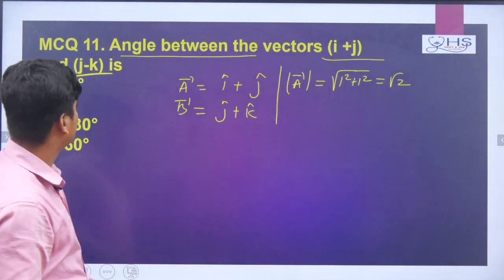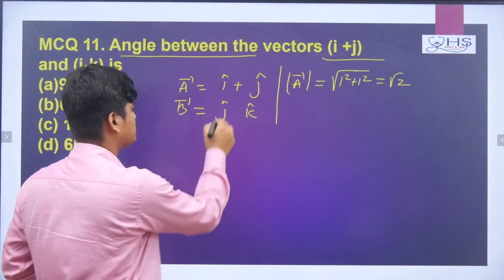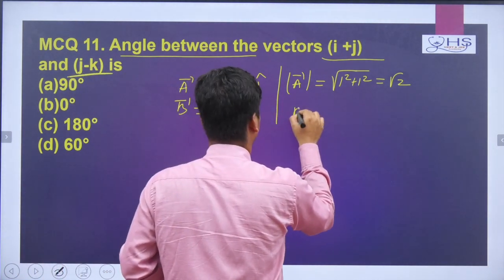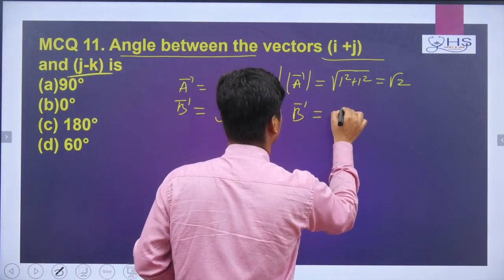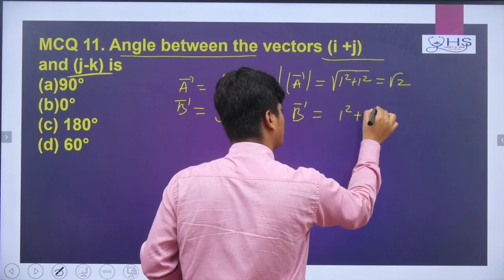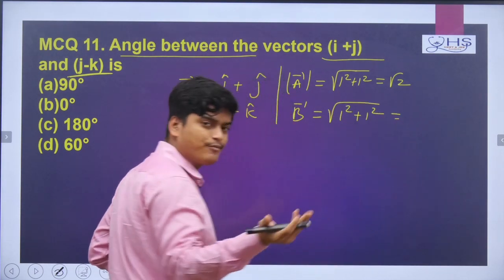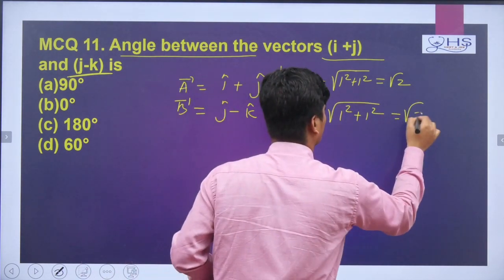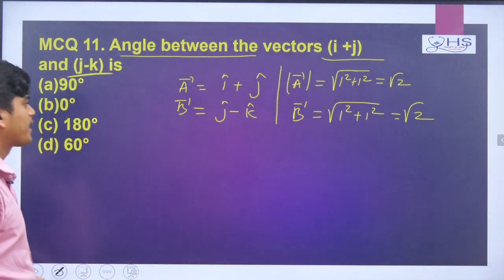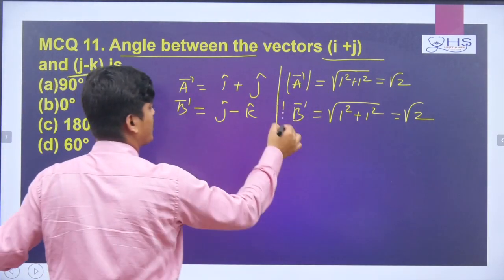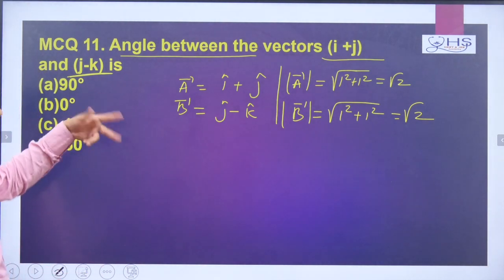Similarly calculate here, it is given J minus K, no need to worry. Now take the B vector, how much? The B vector magnitude equals 1 square plus minus 1 square, but minus 1 square is the same as 1 square, no need to write, directly write 2, which is root 2. Okay, so you got the A vector magnitude and the B vector magnitude. Now what we need to find is the angle between them.